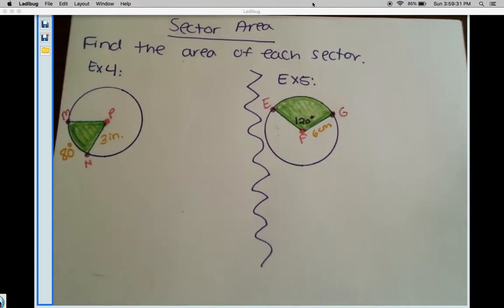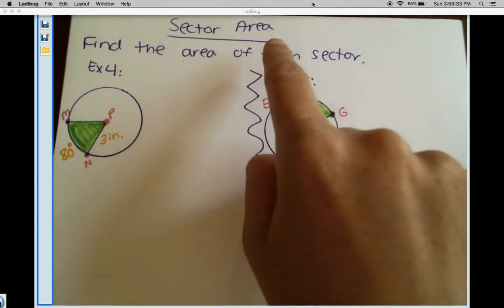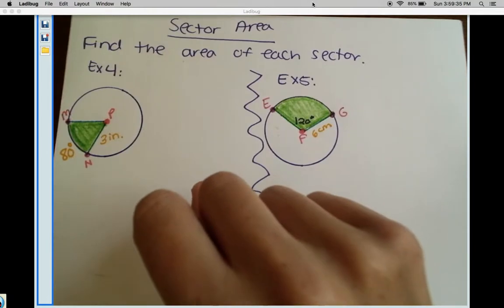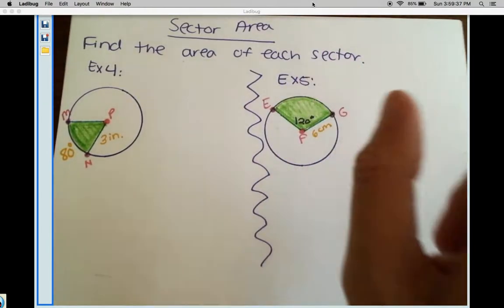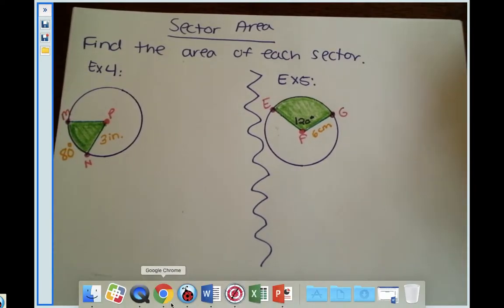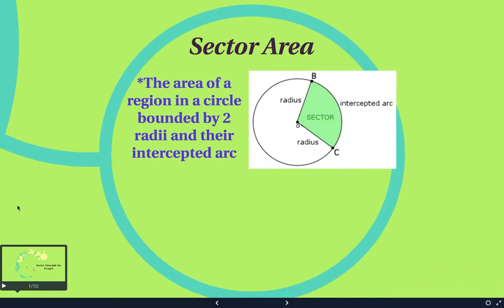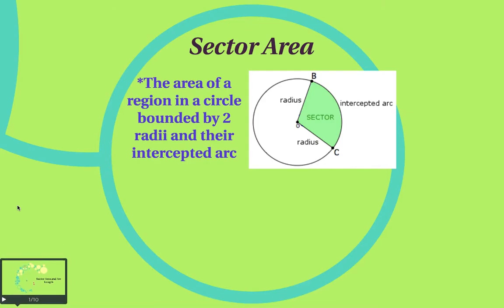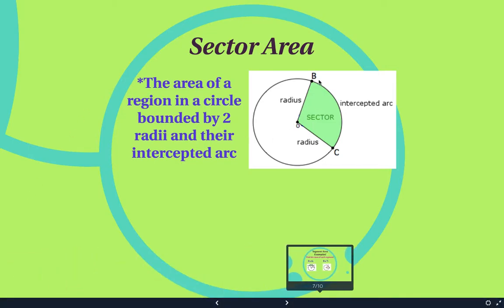But anyway, we're going to be finding the area of each sector in this problem, which you're probably wondering, what's this sector business? Well, let's go back to the Prezi because I can explain what that is there. The sector area, the formal way of stating this, is the area of the region in a circle bounded by two radii and their intercepted arc. So we've got a radius and an arc. This is the intercepted arc, so it's the shaded region bounded by those pieces.